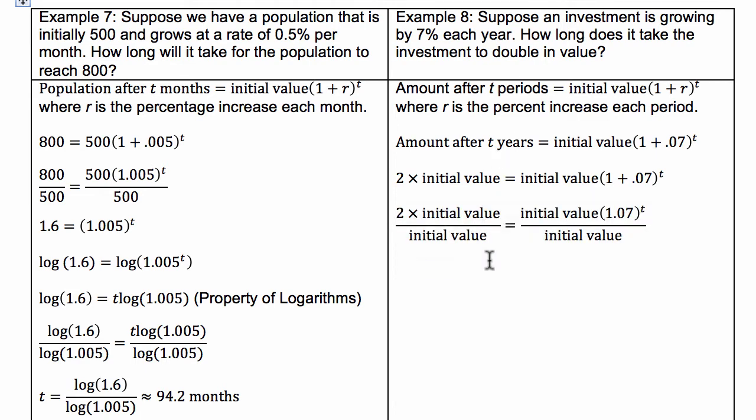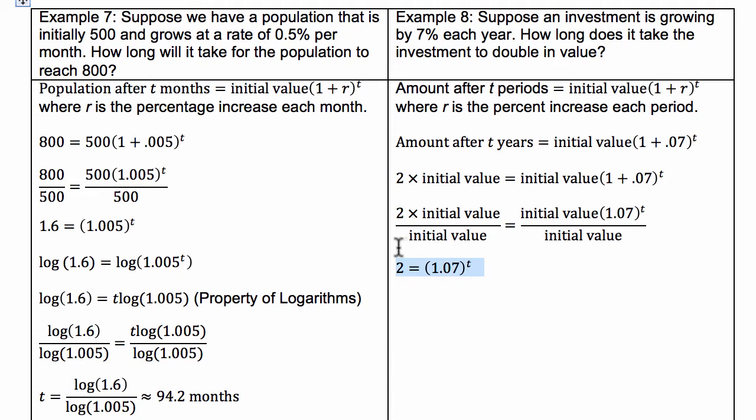Notice, since division undoes multiplication, initial value cancels out on the left side of the equation and the right side of the equation. The result is 2 equals 1.07 to the t power. Now we have one equation and one unknown. This seems more manageable. Also, notice it doesn't seem to matter what the initial value was, which is probably why it wasn't given to us in the problem.